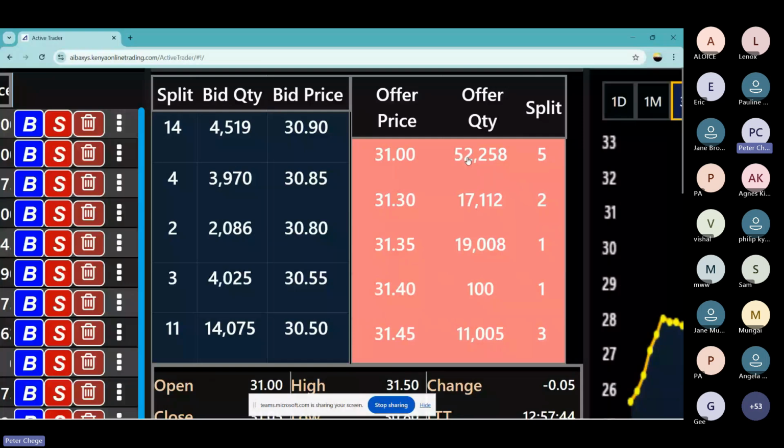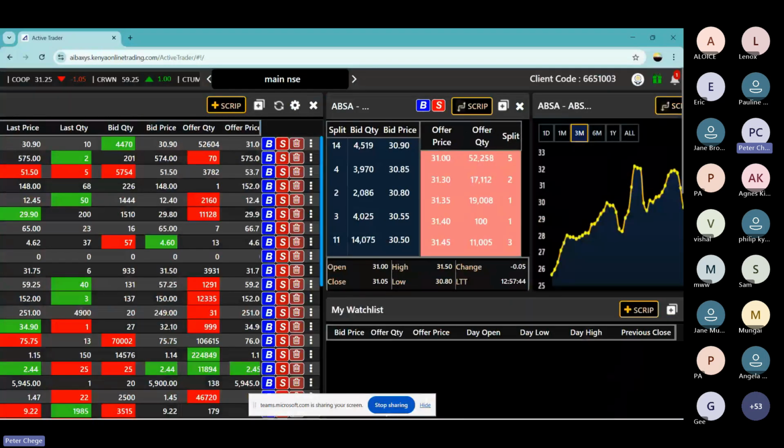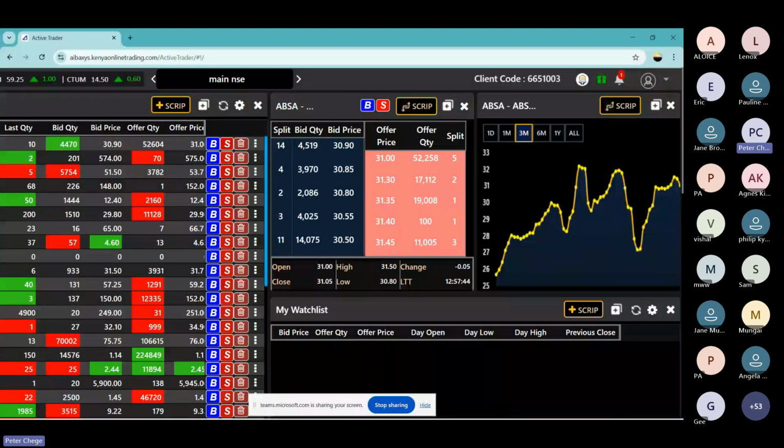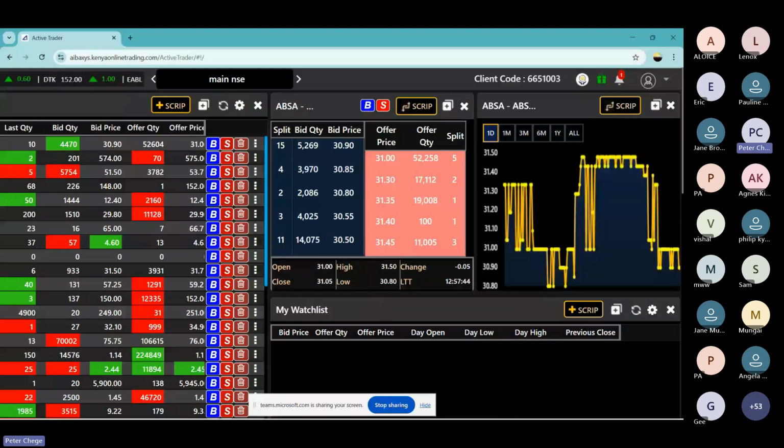You can just come and decide, because from 3 months, it's starting to go down. It can easily even go below today's lowest. You put a 30.50, give it a whole week. Basically, by just looking at the graph.